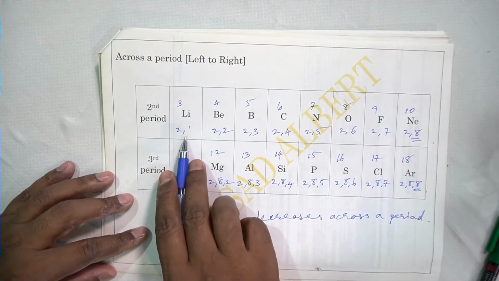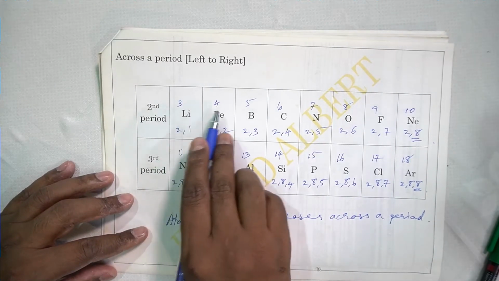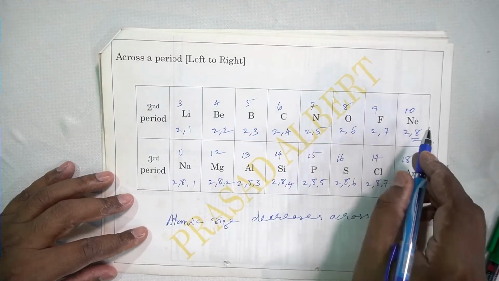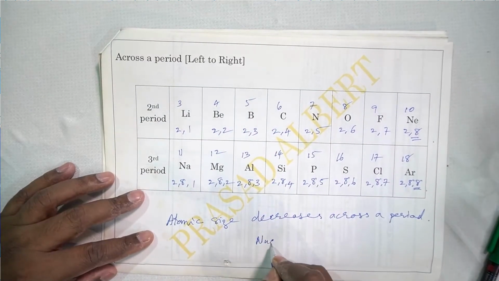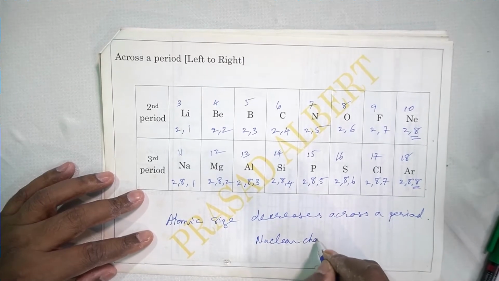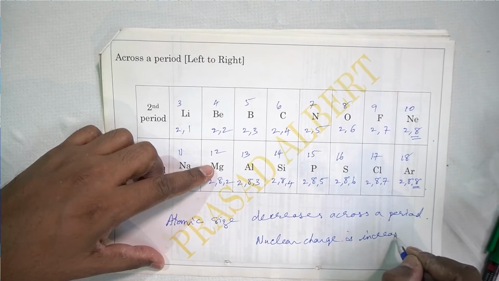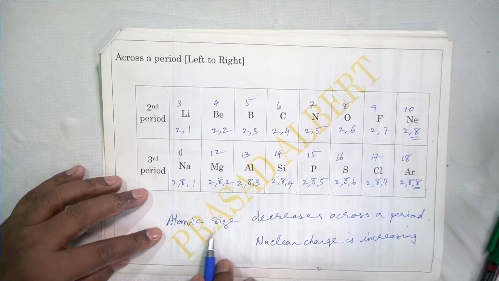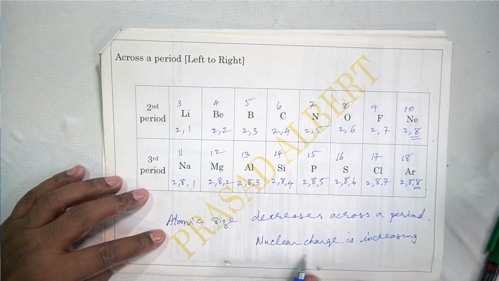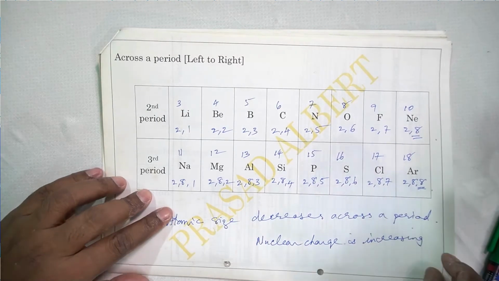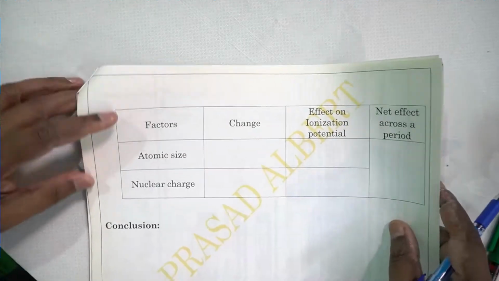So what happens to the nuclear charge here? 3, 4, 5, the atomic number, that is the number of protons. Nuclear charge is increasing. So what did we see? Atomic size decreases and nuclear charge increases across a period. So let us see the effect of this on the ionization potential.